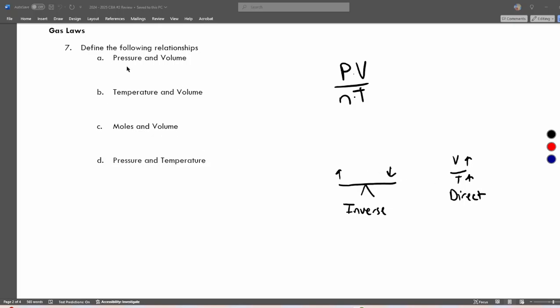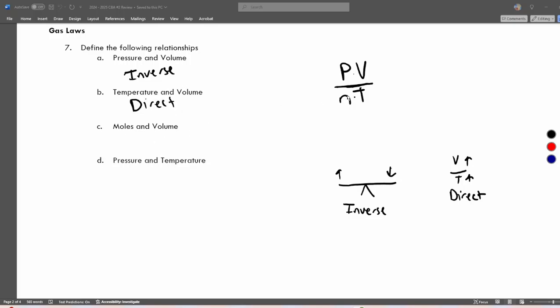Over here, pressure and volume. Pressure and volume are next to each other, on a seesaw. So these have an inverse relationship. Opposites, they change opposite. Temperature and volume. Look at that. They're on an elevator together, so they have a direct relationship.